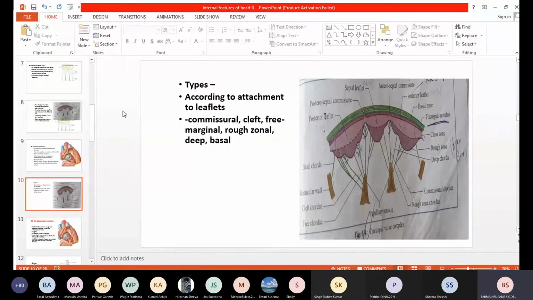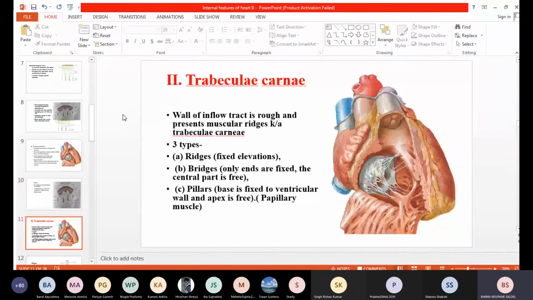Okay, and in case you remember, you can mention the name only. You don't need to describe in detail the chordae tendineae. So now, moving towards the second part of the tricuspid valve complex, that is the trabeculae carneae.